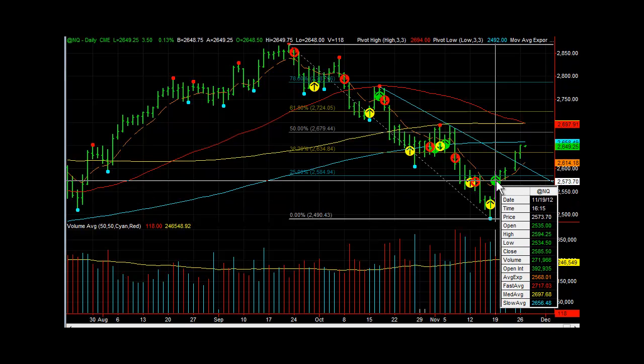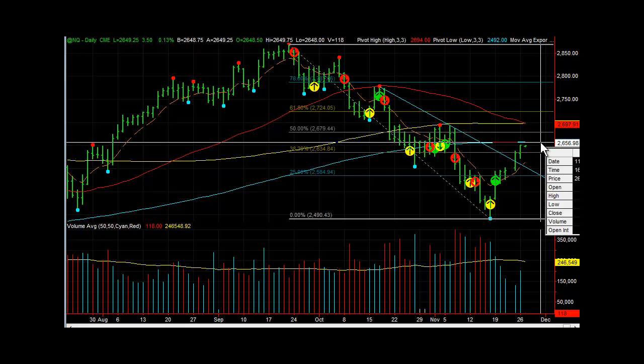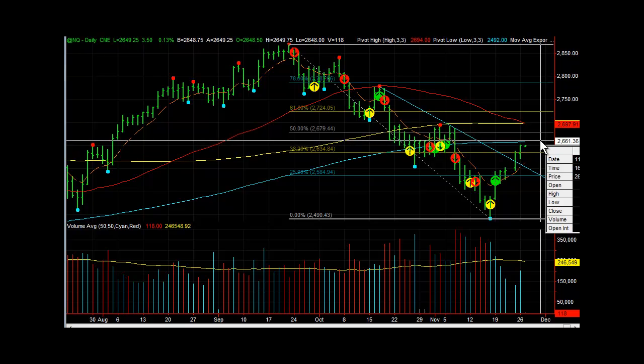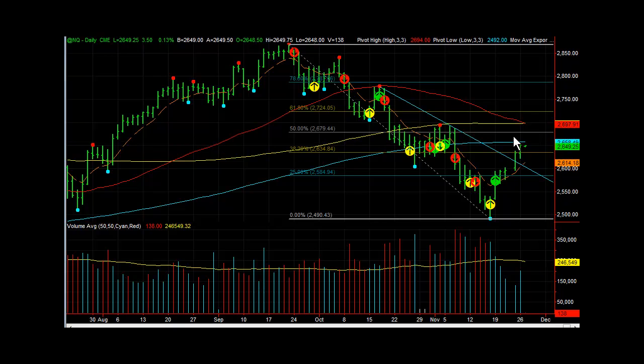The system went long on the 19th of November, still holding long. We broke back above this 8 EMA. We're coming up into the 200 moving average right here. This should be some pretty good resistance coming in tomorrow. It'll be interesting to see how this fares, but right now the trend's still up.